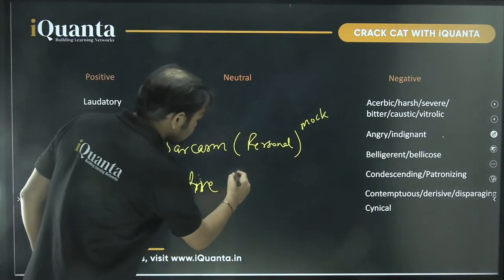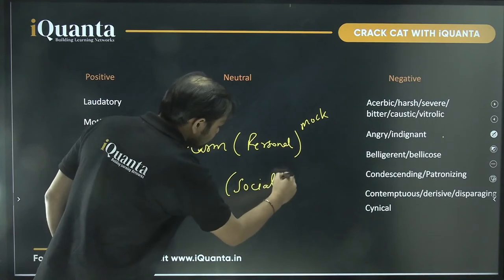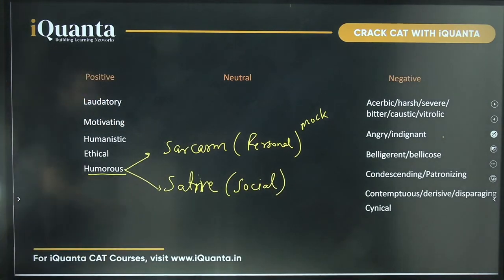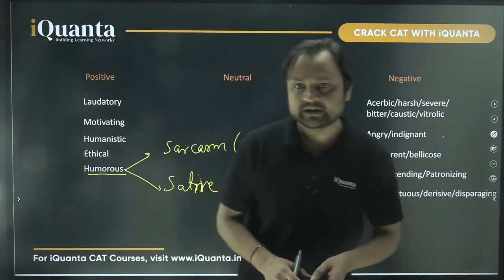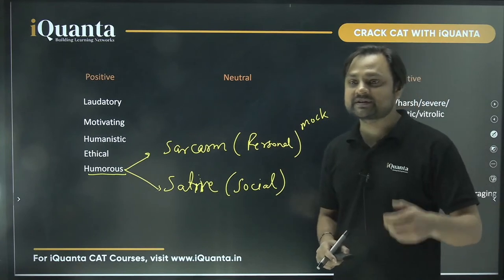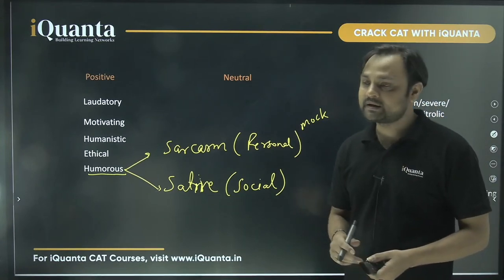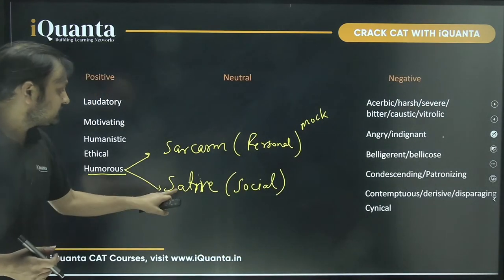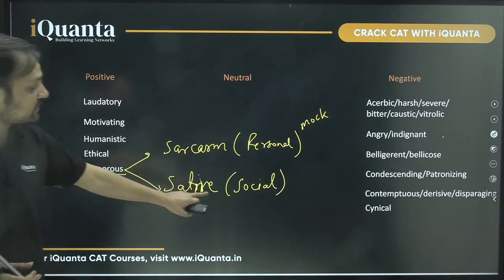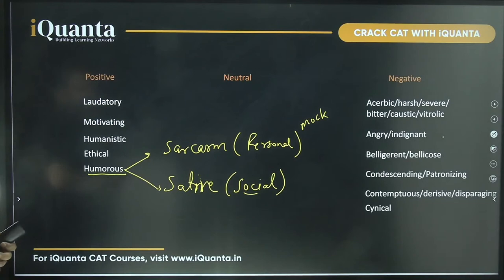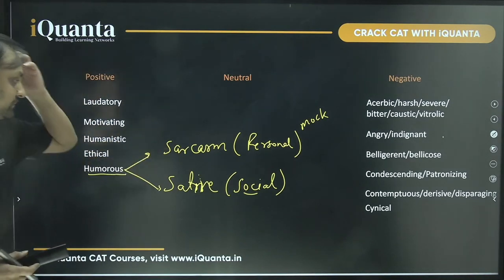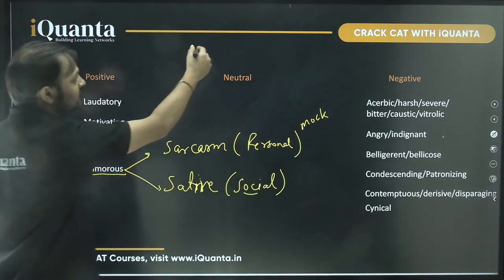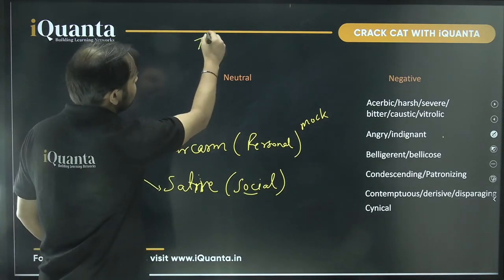And satire is majorly social. It's a social commentary. If the commentary is about some social vice, for example, casteism in India is a social vice. You discuss casteism and you make fun of casteism, or you make fun of every system that promotes casteism, then it's a satire because your commentary is social. But when you attack some individual, that would be sarcasm. Now, some of you might have read this book, The White Tiger.